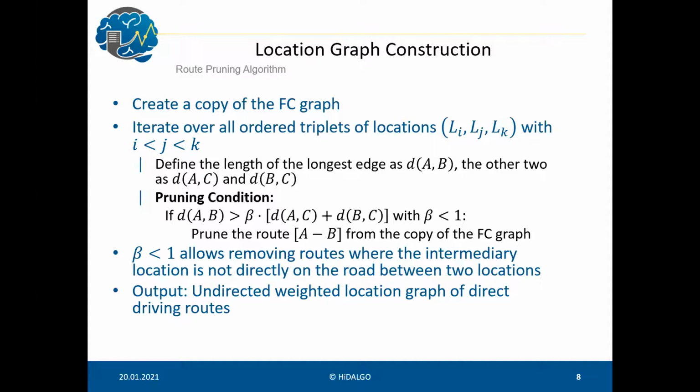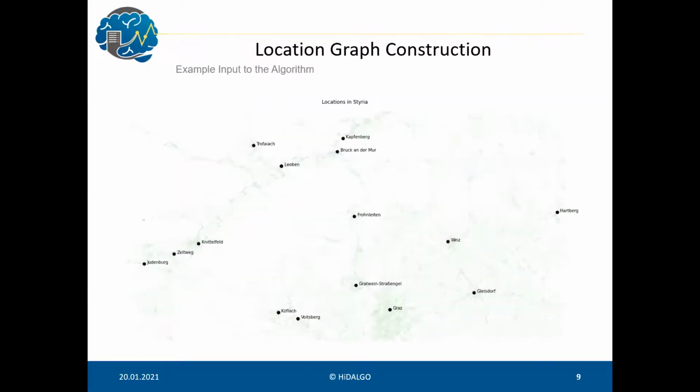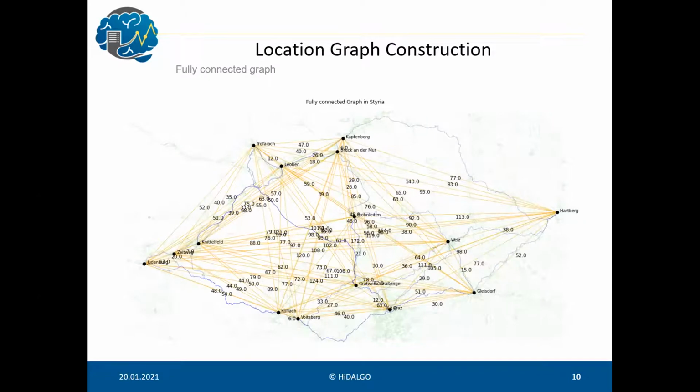And next, I want to visualize our approach. We are starting here with an example in the federal state of Styria, where we have 15 locations in a region. And I have omitted the GPS coordinates for this plot for visualization purposes. In the first step, we are creating the undirected, fully connected location graph. And here in this plot, we already see the undirected graph.